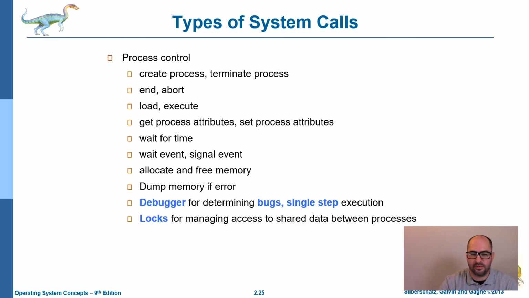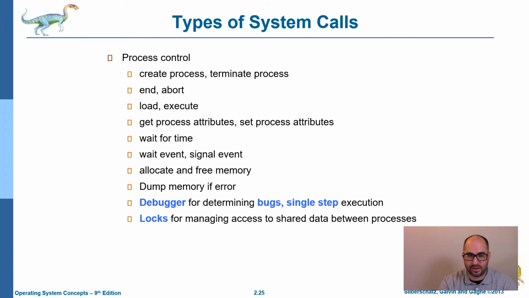We might want to wait for a particular amount of time. So a process may just want to go to sleep for a second, saying, I don't need to do anything for the next second. That's when I'll wake up. A process may want to wait for a particular event to occur or to signal an event to occur. This can be the response to another process releasing a semaphore or receiving a message.